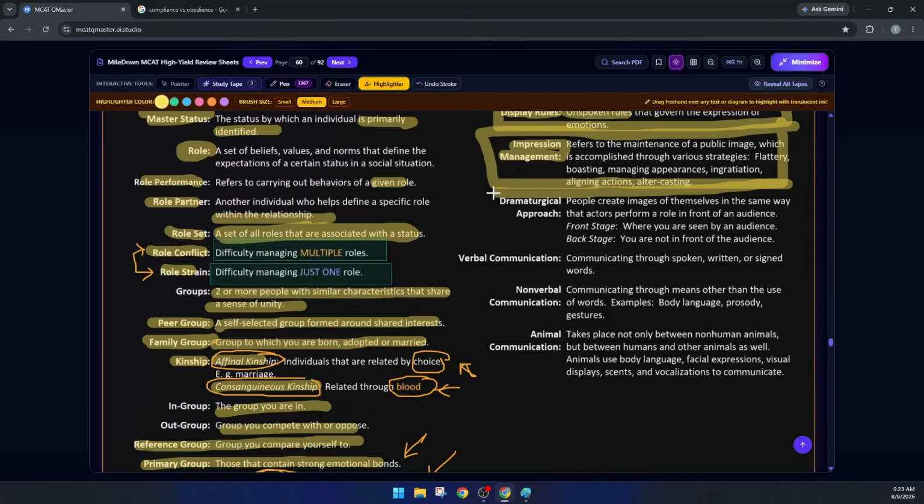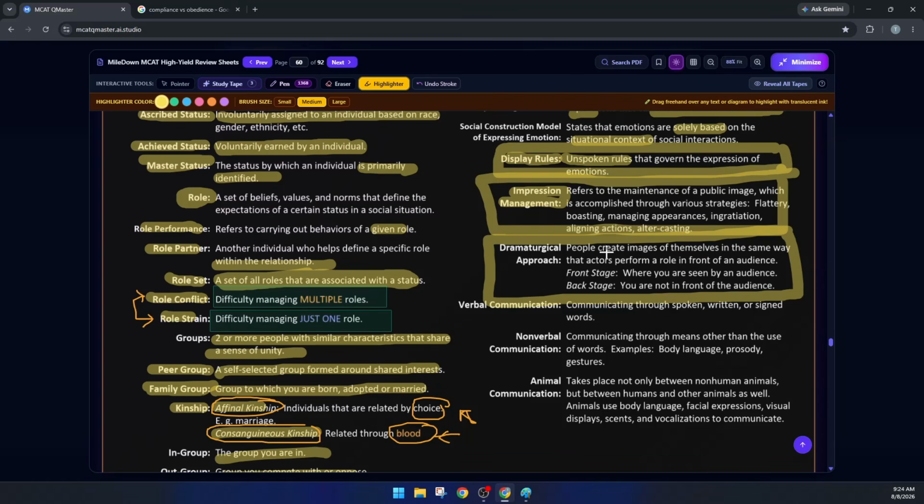And then the dramaturgical approach is that people create images of themselves in the same way that actors perform a role in the front stage. So if you ever notice people in public, they actually act differently than how they do in private. How I act in private is known as my backstage. How am I personally in my backstage?